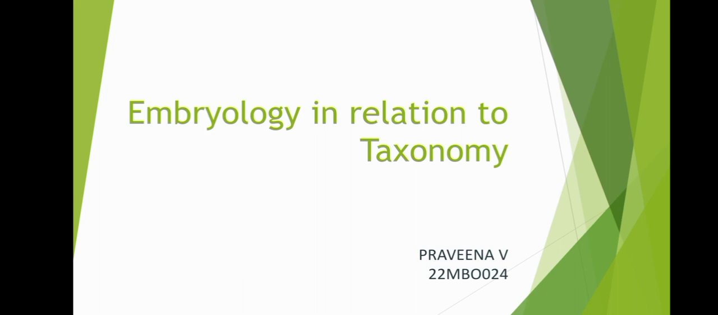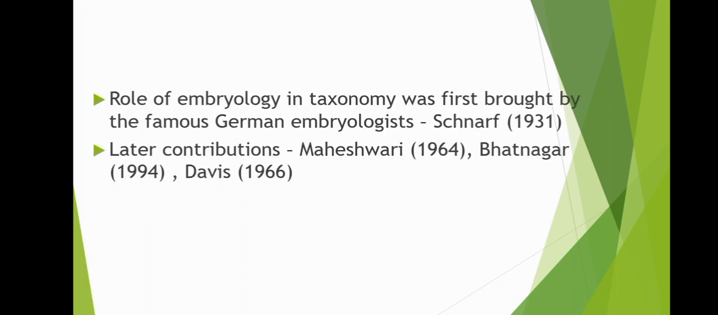Taxonomy is another branch of science dealing with naming, identification, and classification of plants depending on their morphological characters with respect to their genus, species, and family levels. So it is a modern taxonomic concept, that is embryology in relation to taxonomy. So let's start. The role of embryology in taxonomy was first brought by the famous German embryologist Knarf in 1931. Later, contributions were made by Maheshwari, Bhatnagar, and Davis, etc.